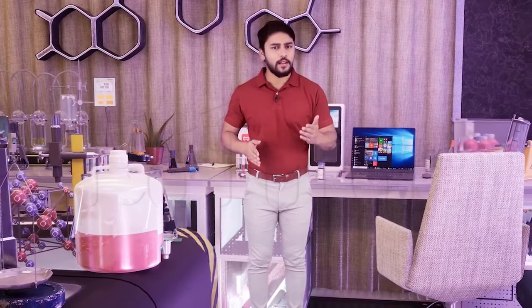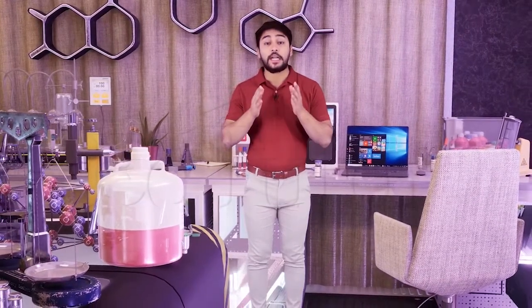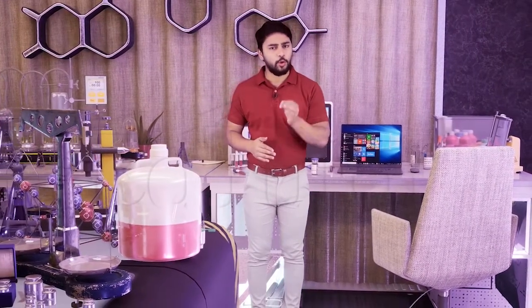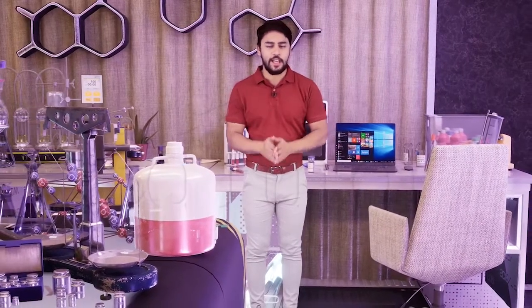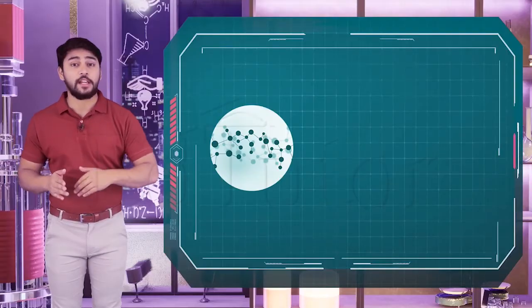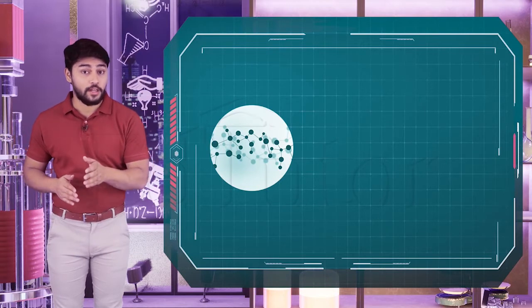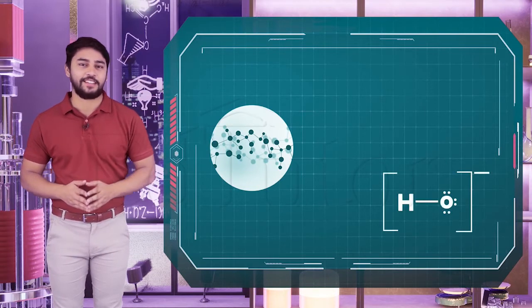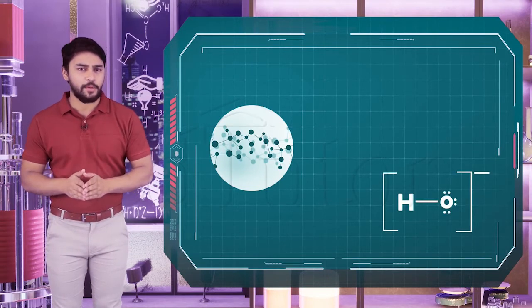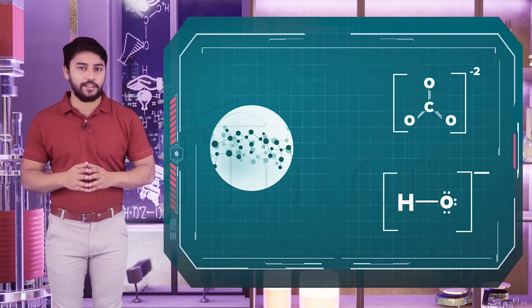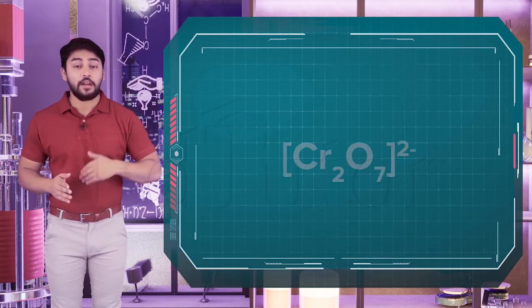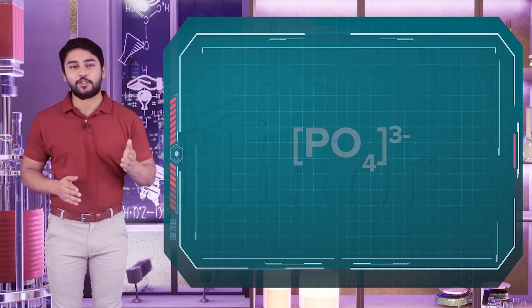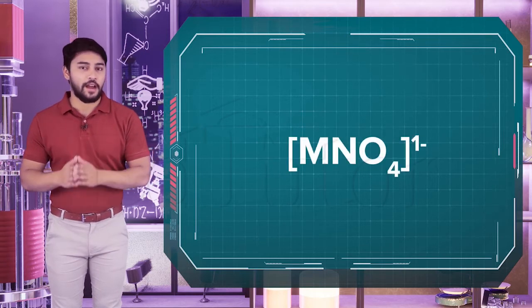I would like to emphasize the fact that cations and anions possess a different set of properties than those of their neutral atoms. Anions and cations can also consist of groups of atoms like hydroxide ion. Other examples include the carbonate ion, sulfate ion, dichromate ion, phosphate ion, and manganate ion.